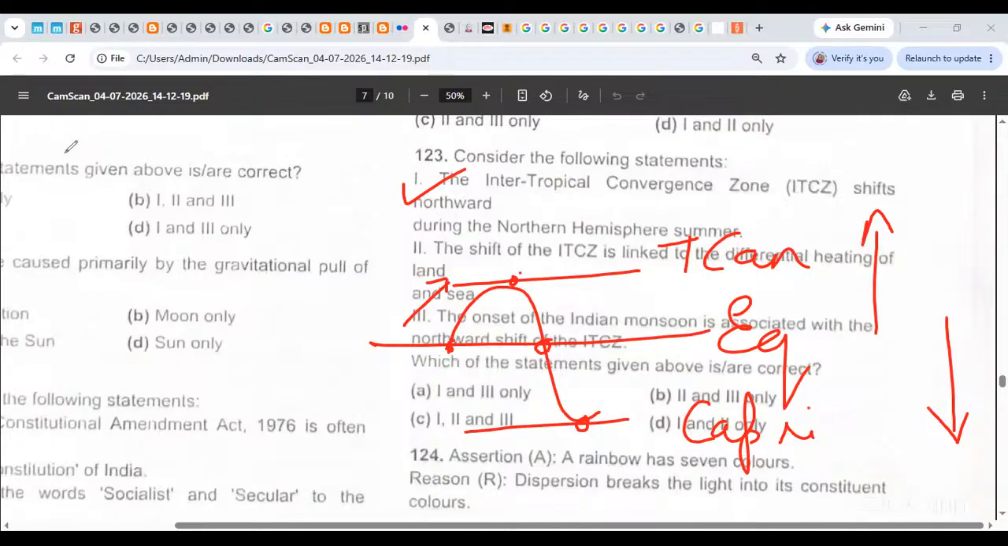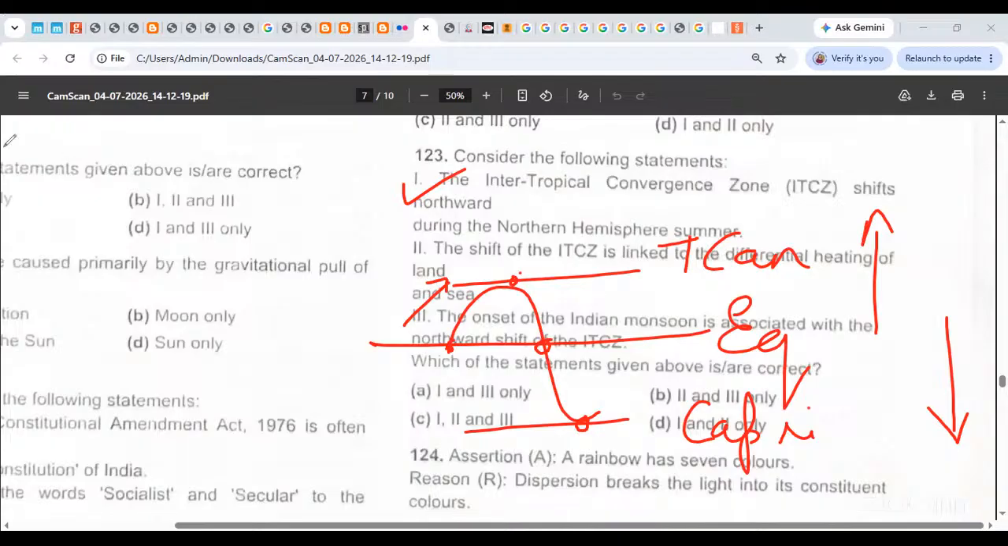The shift of the ITCZ is also linked to the differential heating of land and sea, because you have a large amount of land in the northern hemisphere as compared to the southern hemisphere and to water. Land heats up very quickly and cools down very quickly. So when it is summer in the northern hemisphere, the land heats up quickly and develops a high temperature, low pressure zone. Because of that, the ITCZ shifts a little upward.